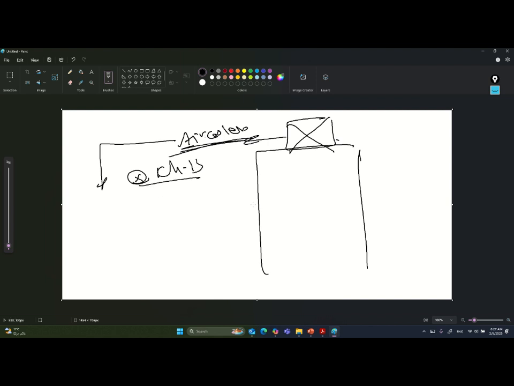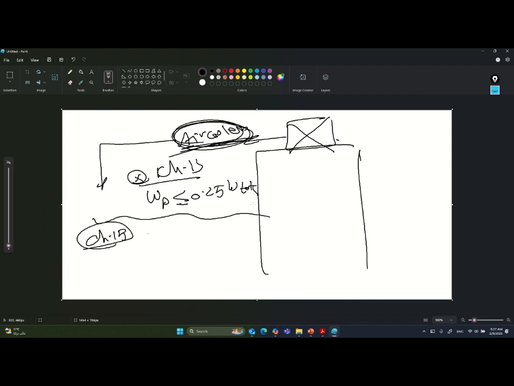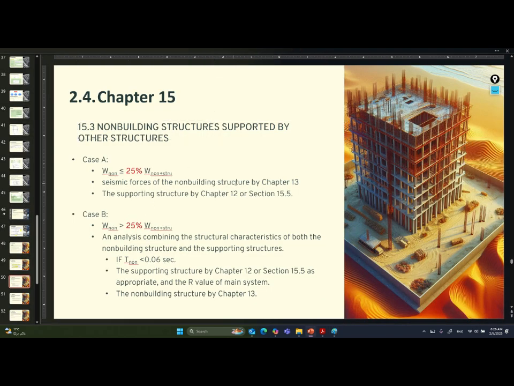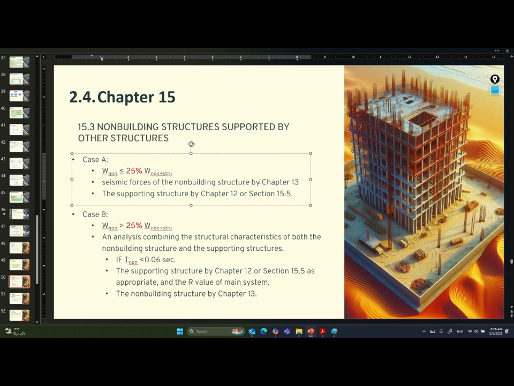It tells you that the W equipment must be less than 0.25 the W total. In chapter 15 it still tells you that for case A, if the WB is less than 0.25 of the W total, then you will have to go to chapter 13 and solve it like 1 plus 2 multiplied by Z bar H, and consider the AB factor and so on. Meaning that if the equipment is less than 25% of the total, then you will get the seismic force of the non-building structure by chapter 13.